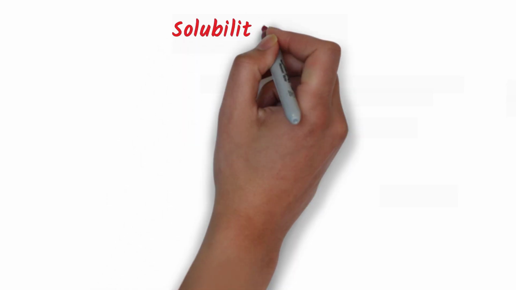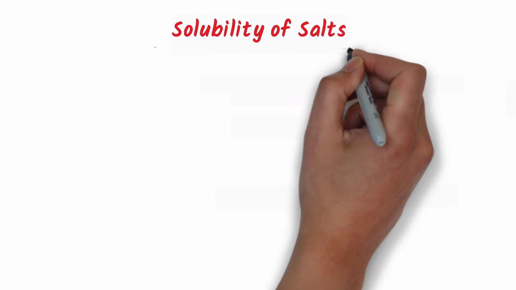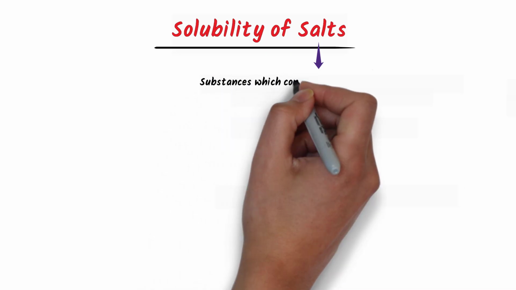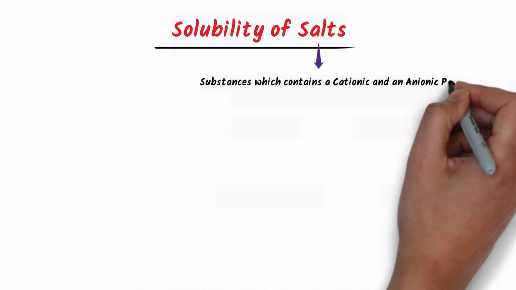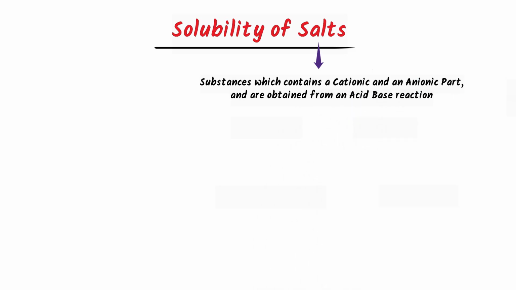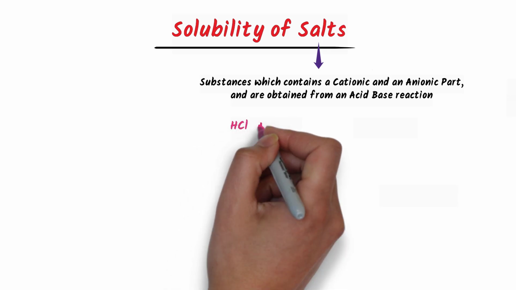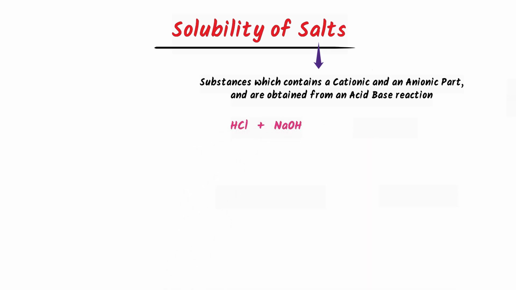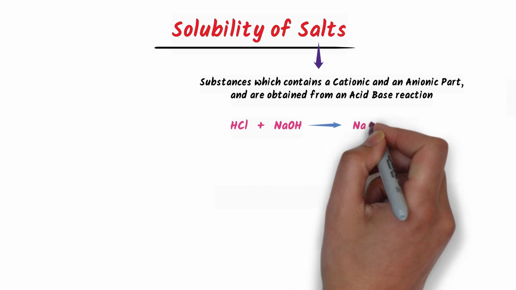Welcome back. Let's talk about the solubility of salts. Substances that contain a cationic and an anionic part and are obtained from an acid-base reaction, we call those substances salts. For example, upon reacting hydrochloric acid with sodium hydroxide, it results in the formation of sodium chloride.